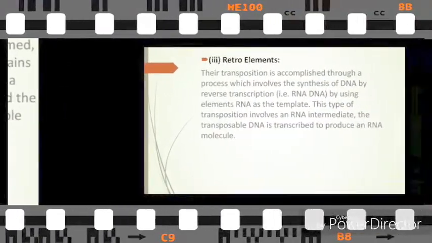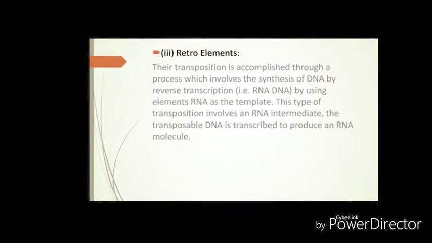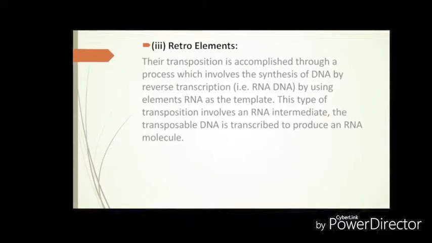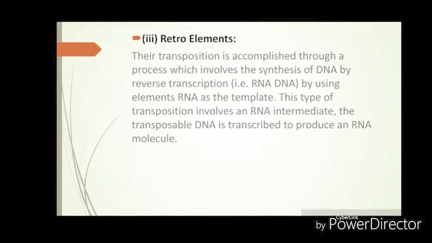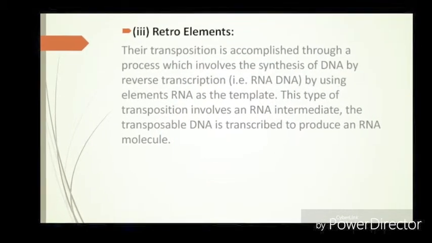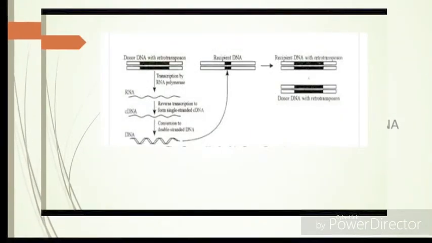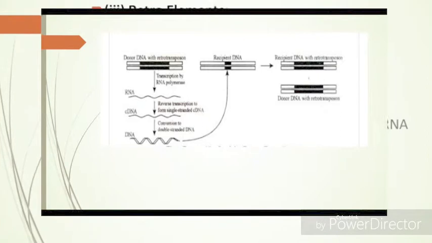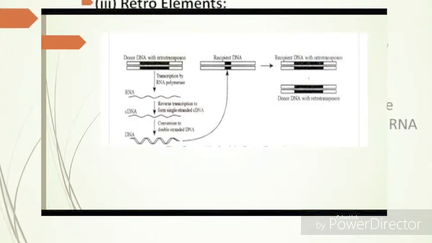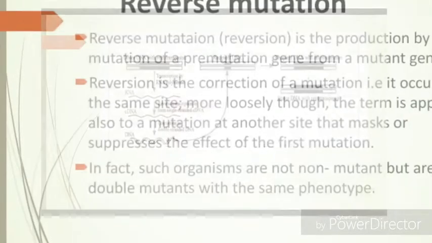Retro elements. Their transposition is accomplished through a process which involves the synthesis of DNA by reverse transcription, using the element's RNA as the template. This type of transposition involves an RNA intermediate. The transposable DNA is transcribed to produce an RNA molecule.